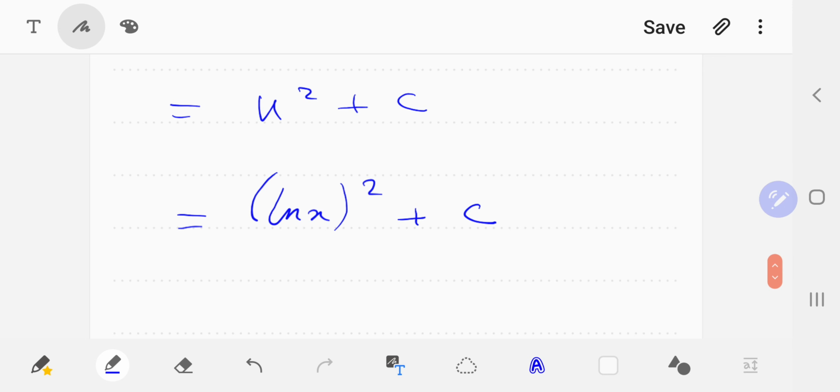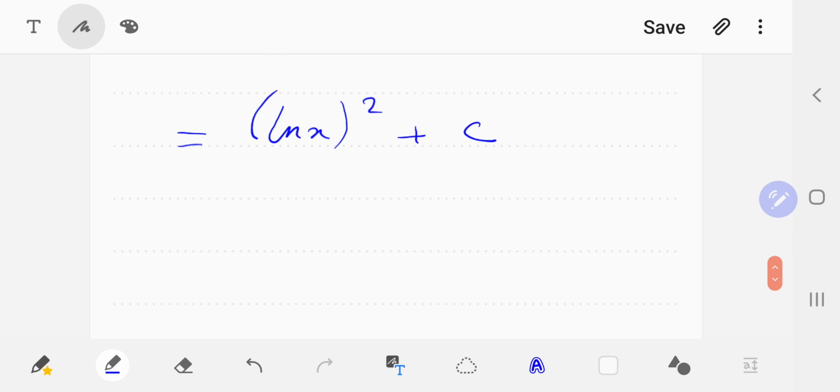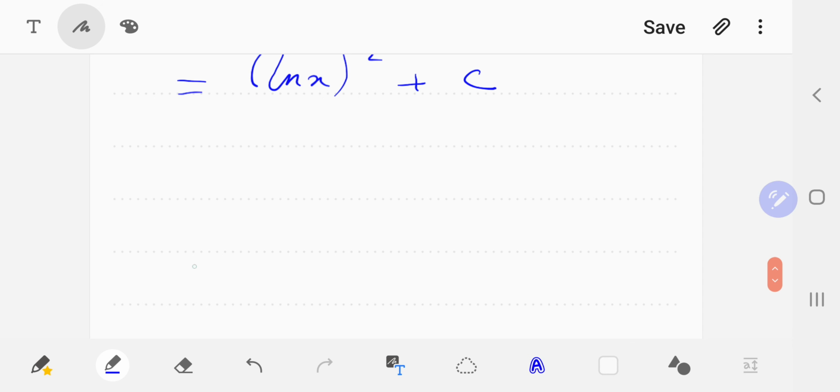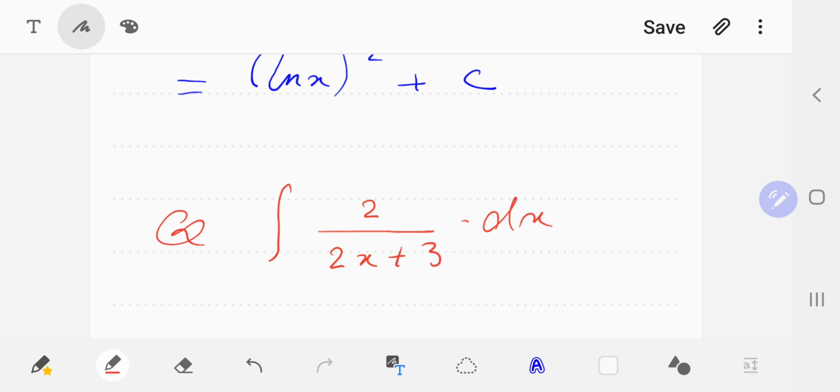Later on, we'll work on some examples. Let's have another question, and I'll keep this question for you. Let's say that we have integration of 2 over 2x plus 3 dx. Try to do this on your own.